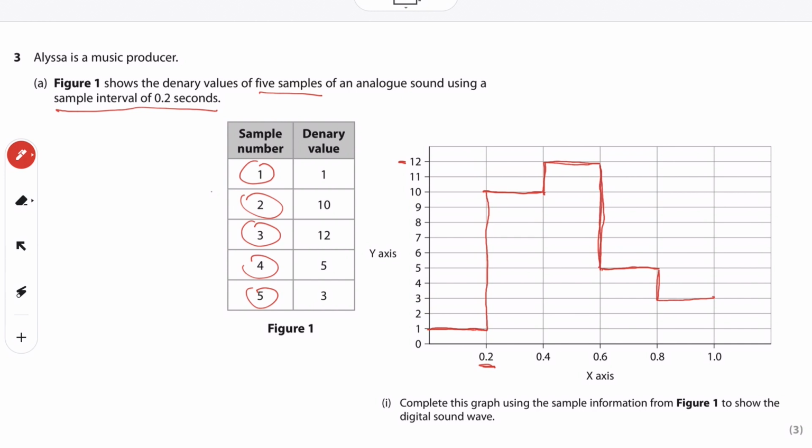Okay, and it stops there. So first sample, like this, is 1, second sample 10, 12, 5 and 3. So that's how I would complete the graph. So that would be the first part, and that should get me the full 3 marks. Okay, but please remember to use a ruler.